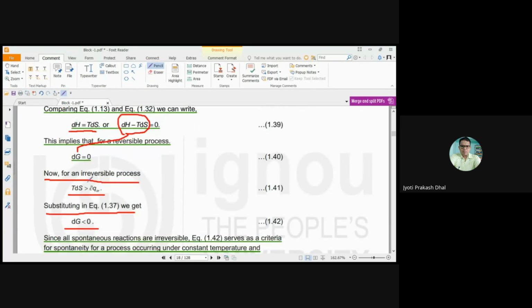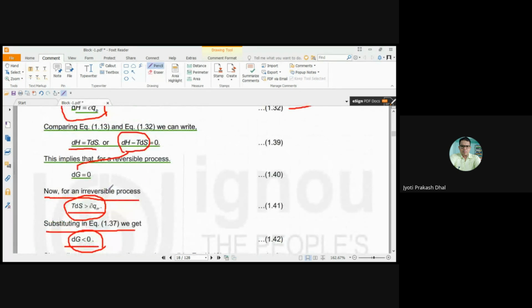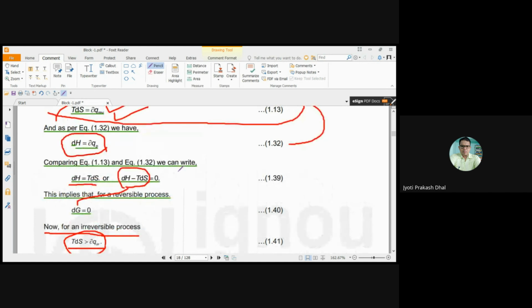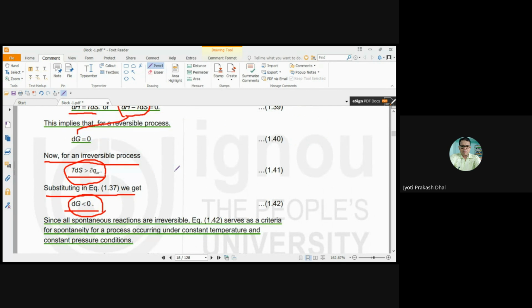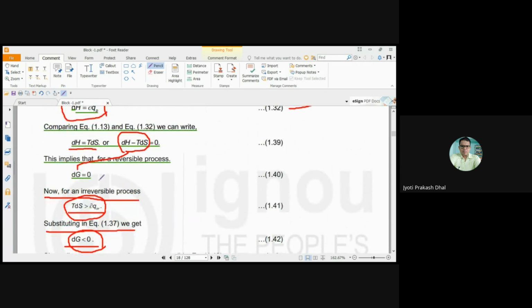Now, for an irreversible process, TdS is greater than del Q irreversible. Substituting this value, we find dG less than 0. If dG is less than 0, the process will be spontaneous. That means if dG is negative, the process will be spontaneous and also irreversible. And if dG equals 0, the process will be in a state of equilibrium, and that is reversible.